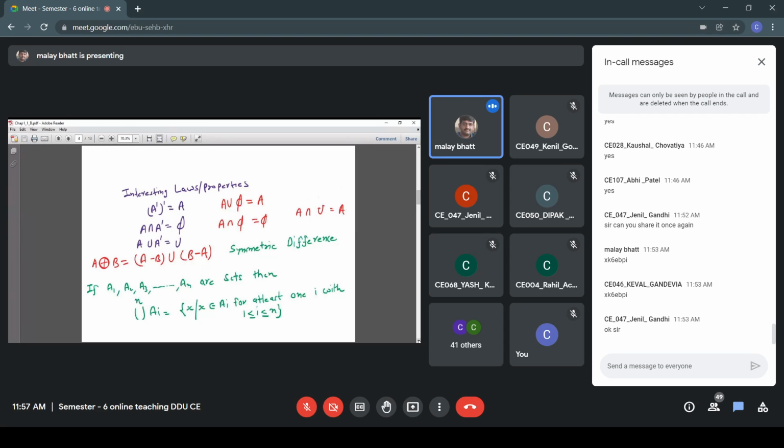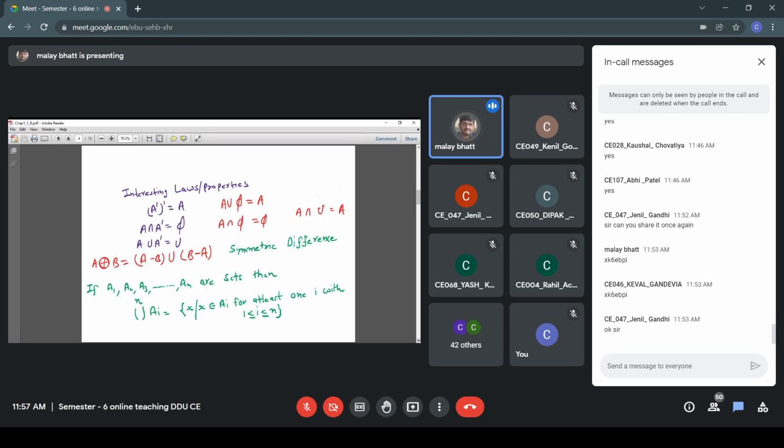Now we have the symmetric difference. The symmetric difference of two sets A and B is defined as A minus B union B minus A. It is the union of two set differences, A minus B and B minus A. So A minus B is a set difference and B minus A is also a set difference.